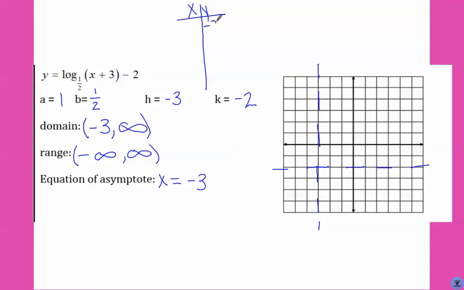We know our y values are now negative 2, negative 1, 0, 1, and 2. 1/2 to the negative 2 power is 4. 1/2 to the negative 1 is 2. To the 0 is 1. 1/2 and 1/4. So from our h, k point, over 4, down 2, over 2, down 1, over 1, 0, over 1/2, up 1, over 1/4, up 2, and then connect your dots.